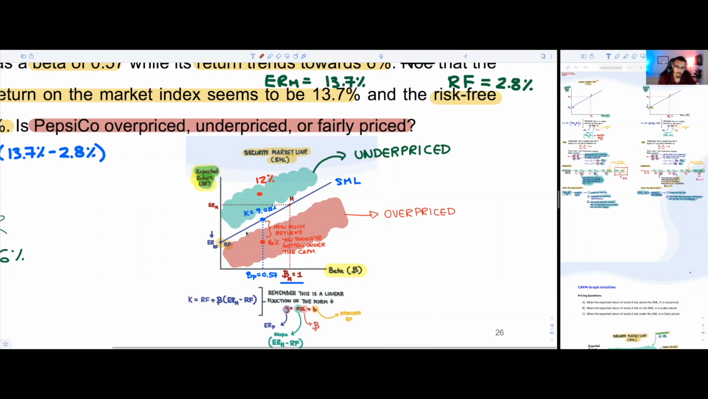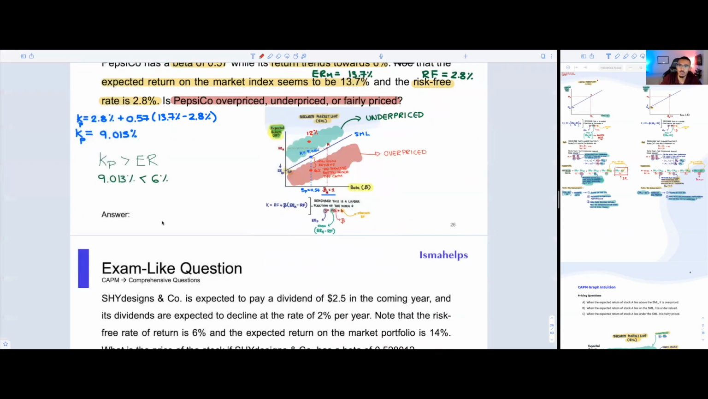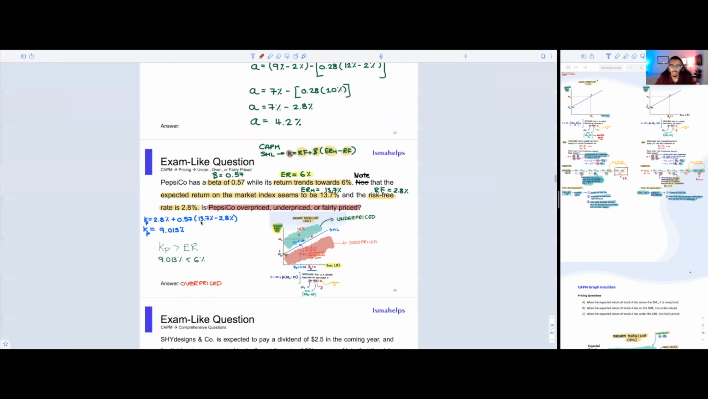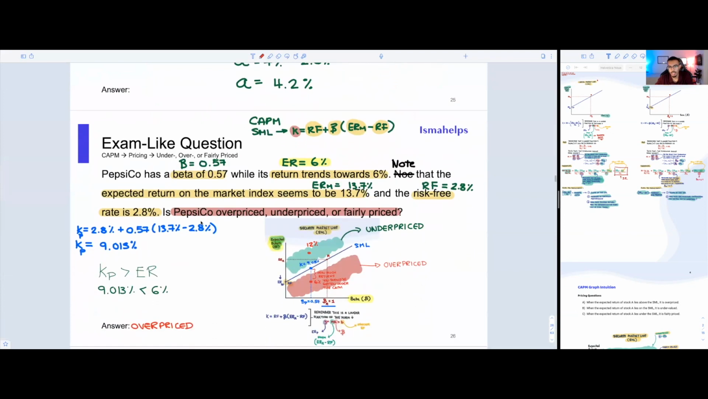Now, the answer is clear. This is overpriced. Hope that's obvious. So this is overpriced. And just like that, we were able to walk through a pricing question, although maybe not in the sexiest fashion, but we were able to do so nonetheless.